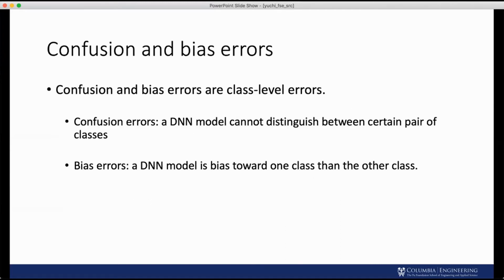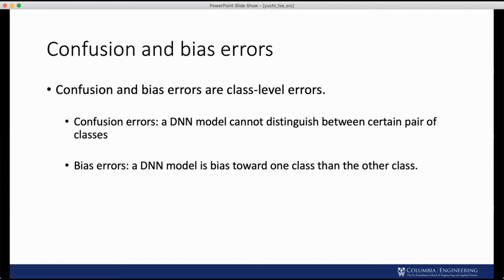Recent studies in DNN testing show that DNN-based classifiers are vulnerable to confusion and bias errors. Even robust trained models still have this kind of issue. Most previous studies in machine learning focus on general accuracy. In our study, we focus on class-level errors, such as confusion and bias errors, which are very important for software engineering. Both confusion and bias errors are class-level errors.